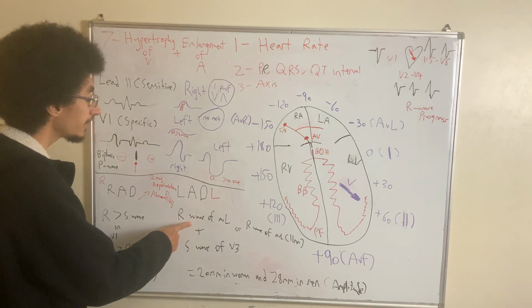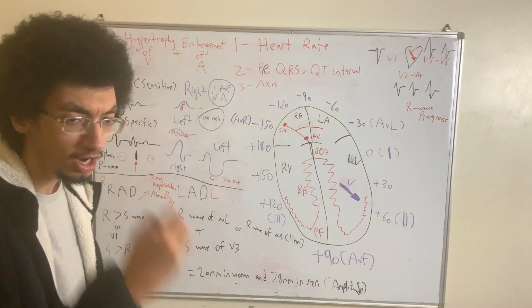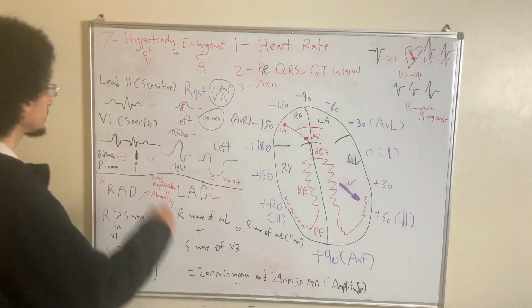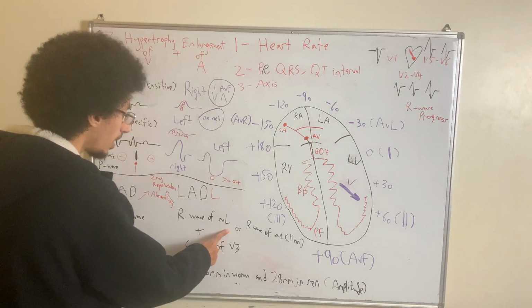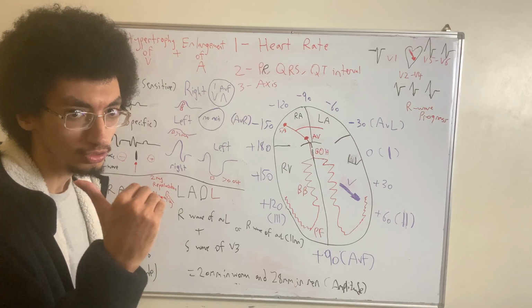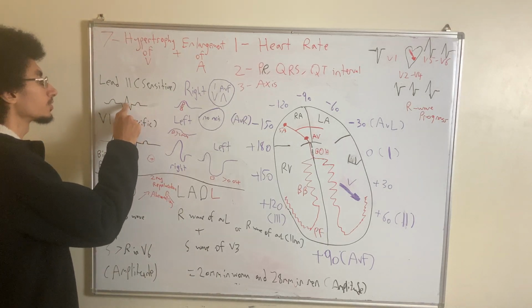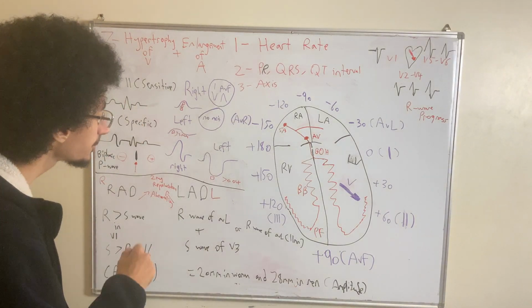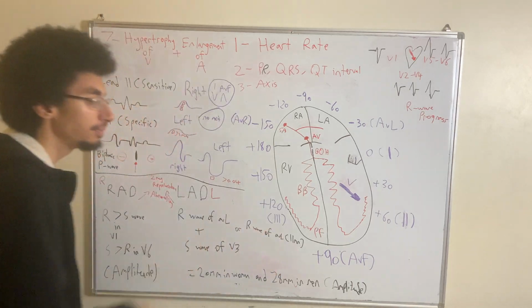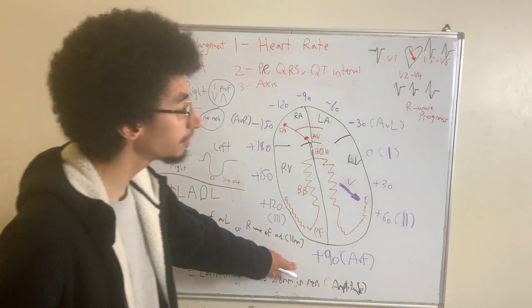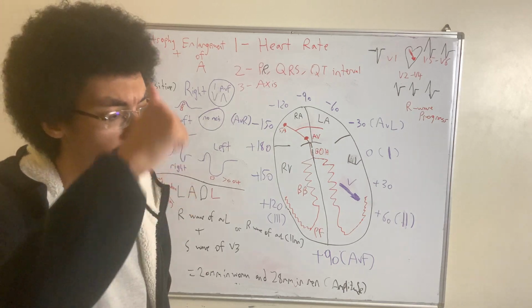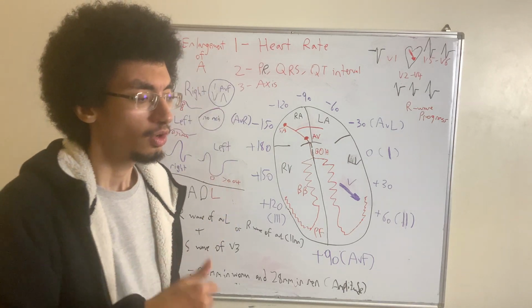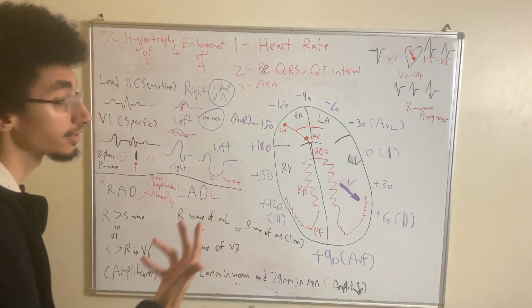Let's say I measure the R wave of aVL. Let's say this is aVL. I measure the R wave of aVL in amplitude. So I count the number of small squares, 1, 2, 3, 4, and I see whether it's 11 millimeters or not. If it's 11 millimeters, this is a good sign of left ventricular hypertrophy.